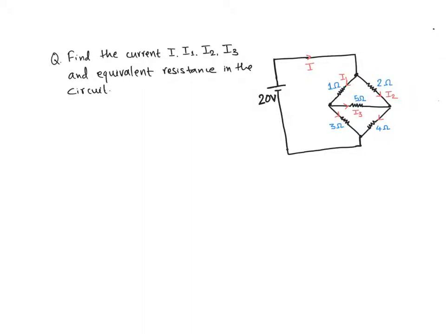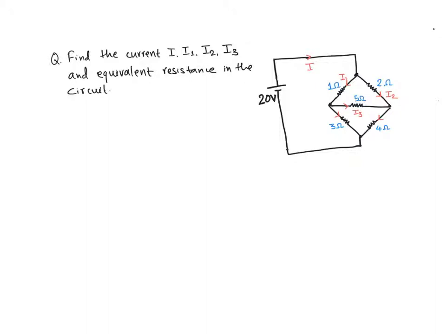Hello, in this question, you were asked to find the currents I sub 1, I sub 2, I sub 3 and the equivalent resistance for the given circuit. Here, the combination of resistances in the circuit cannot be expressed in terms of series and parallel combinations. So we have to use Kirchhoff's voltage rule and Kirchhoff's current rule to solve this problem.